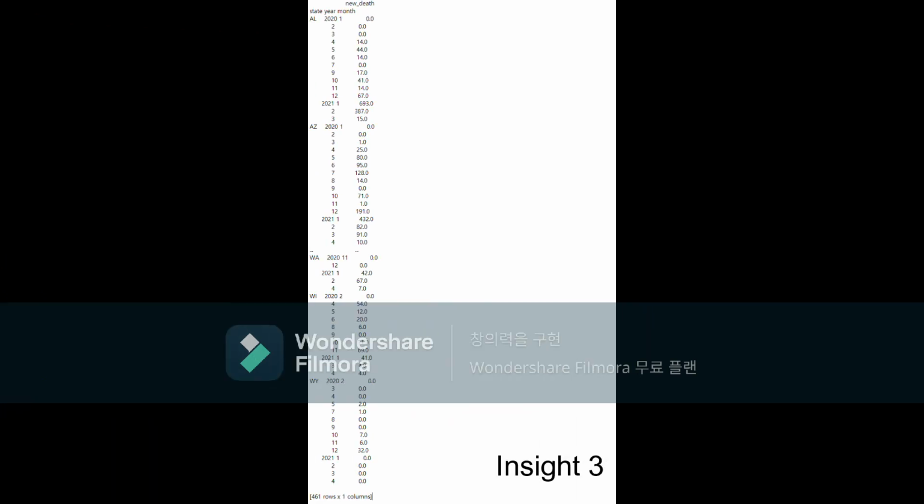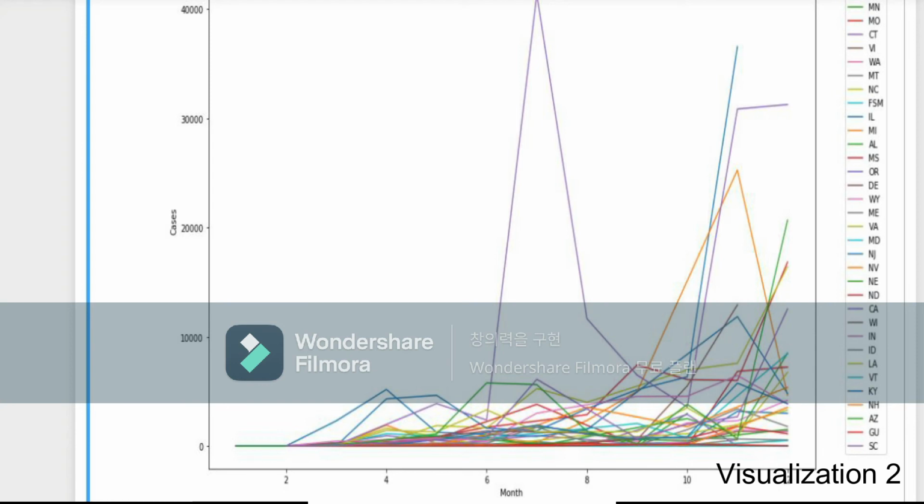The third insight shows a table of new death cases with respect to states, year, and months. This shows state death toll over the time period, which state death toll is increasing and which is decreasing. It can help in deciding where to provide emergency supplies and healthcare machinery. The graph shows death trend over the months of 2020 in different states.